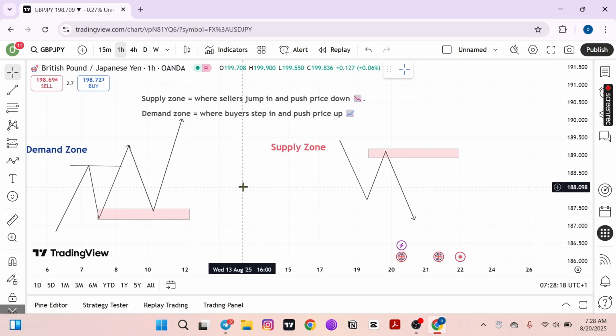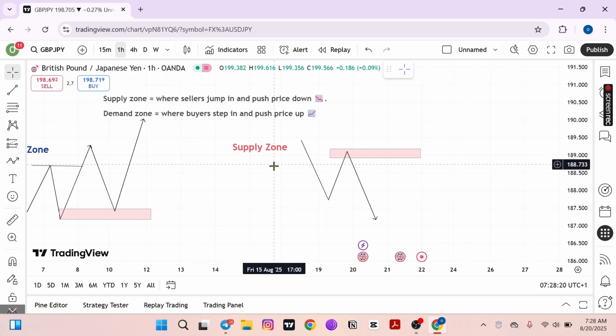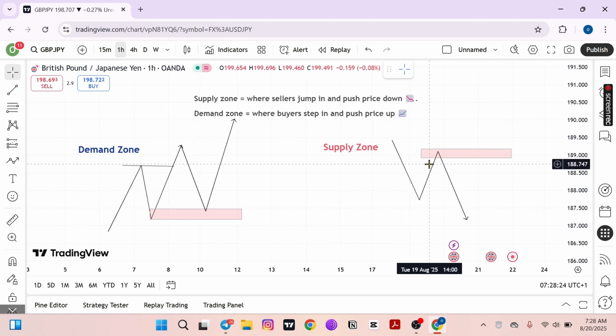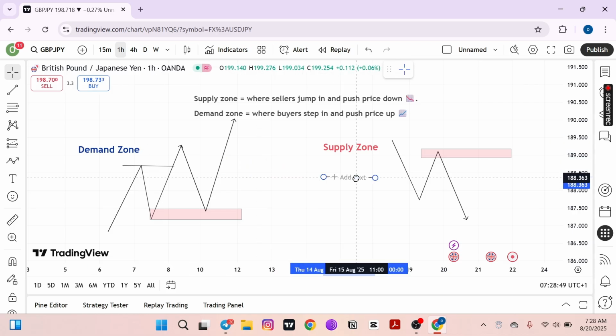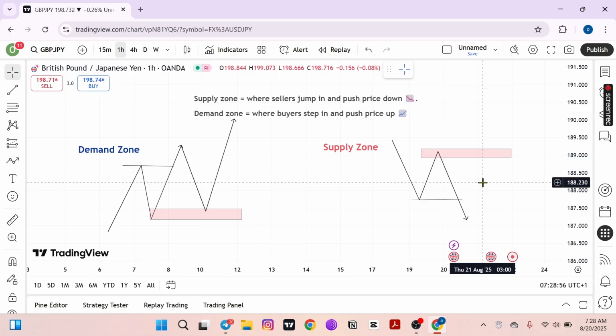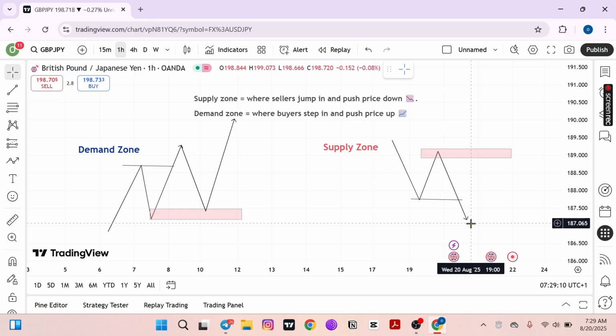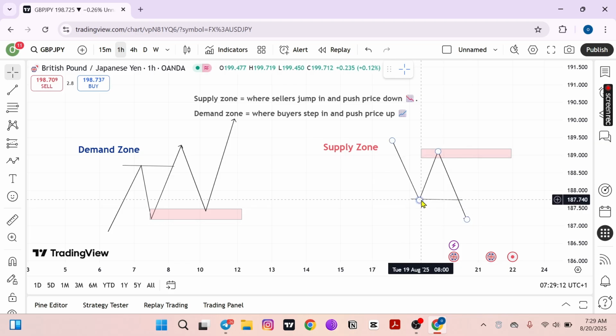Now, the supply zone is the opposite of the demand zone. This is the area where sellers are looking to sell once price gets to that area again. For example, in this area, as you can see, the market has already broken this particular low. This is a downtrend. The market has already broken this low. So what you do is draw your supply zone here.